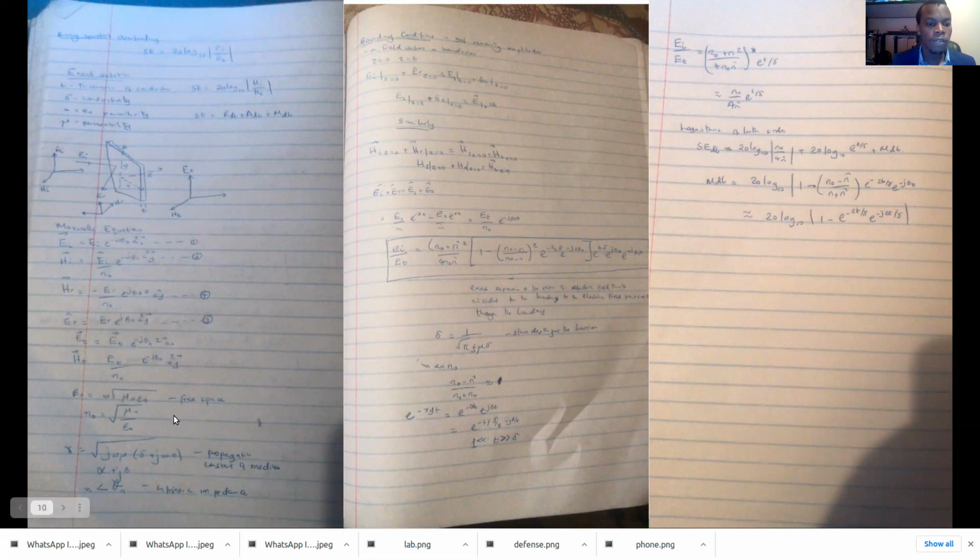When we compare in free space, I told you there is beta naught, which is given by the angular frequency omega times the square root of epsilon naught and mu naught, which are in free space.